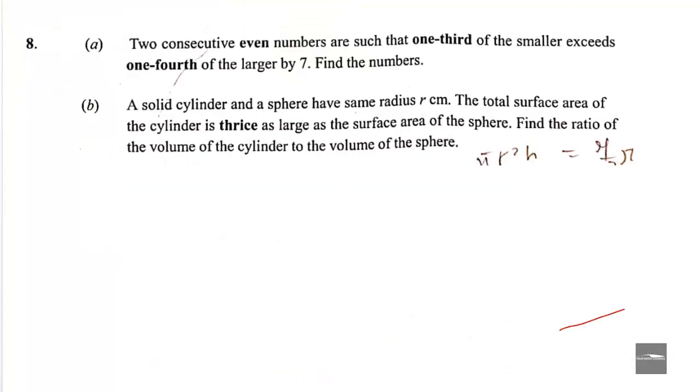Here is question number 8. Two consecutive even numbers are such that 1/3 of the smaller exceeds 1/4 of the larger by 7. So we have to find the numbers.